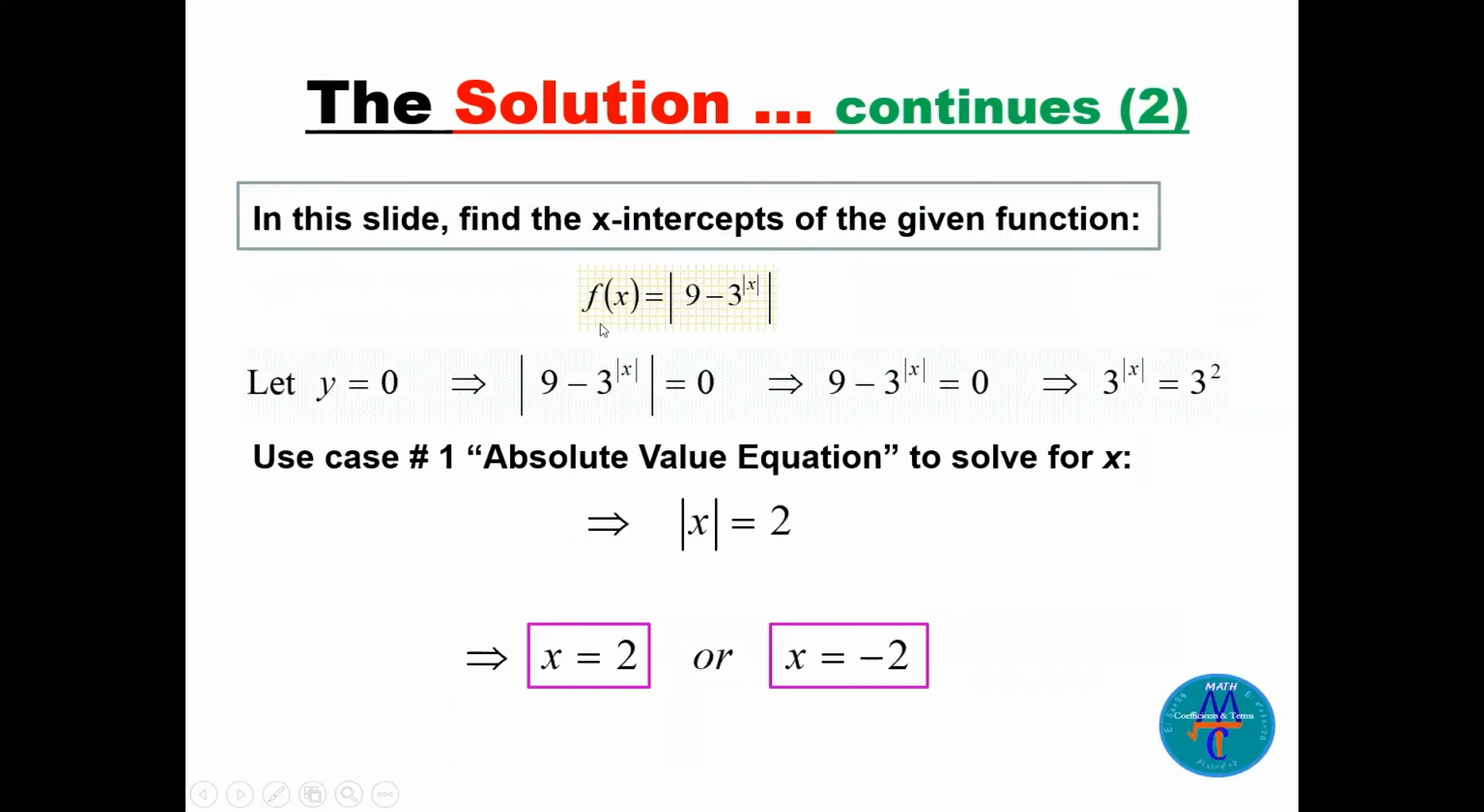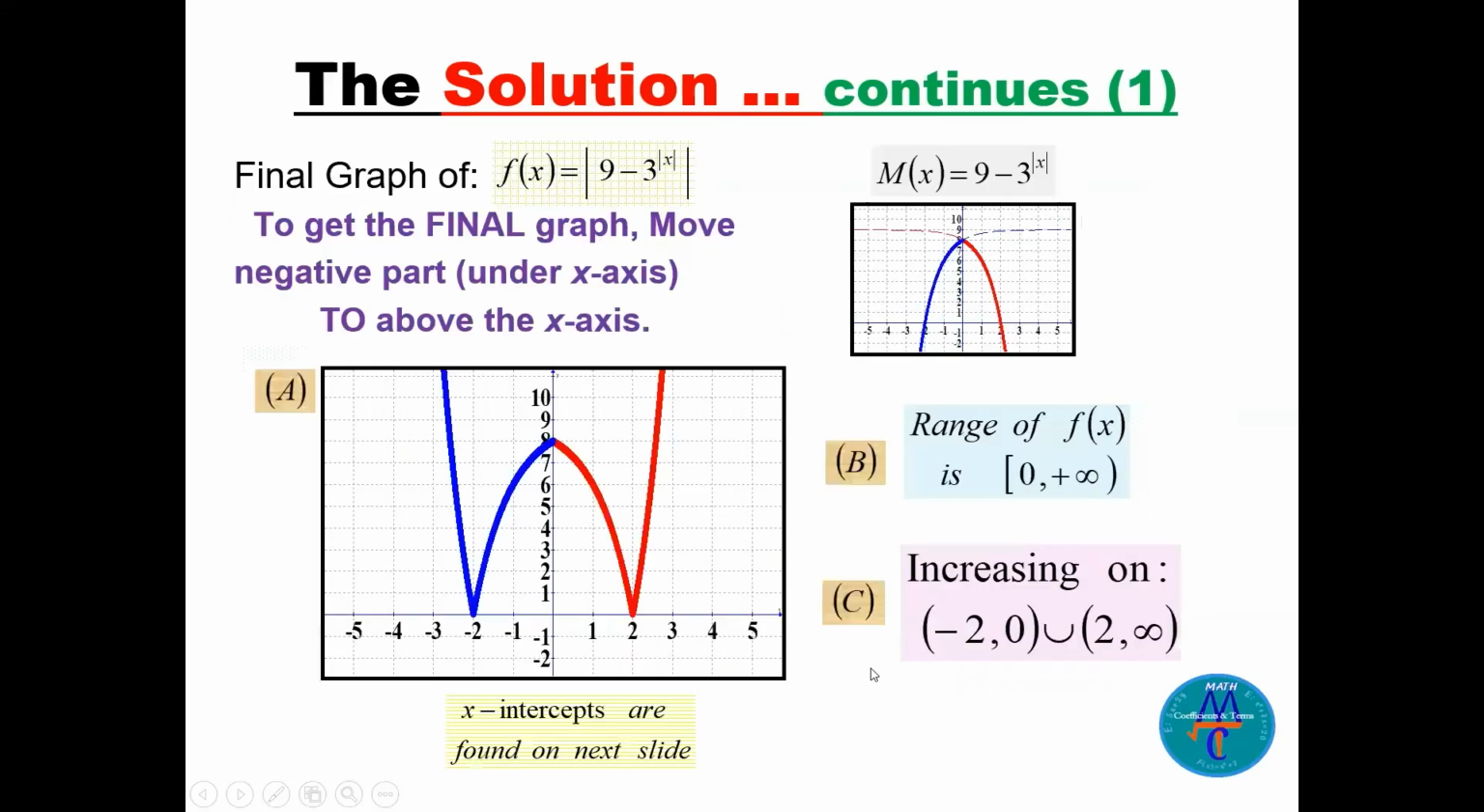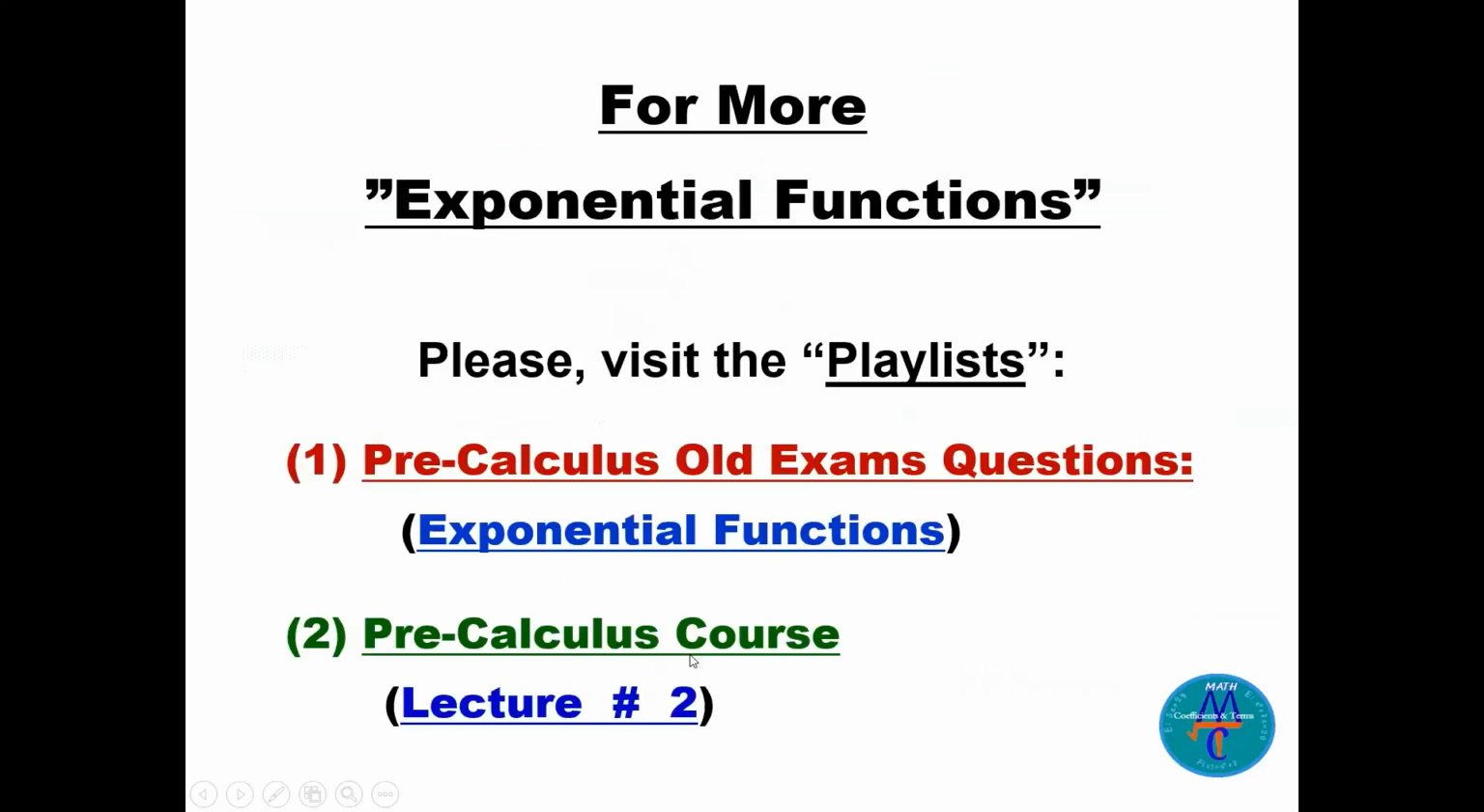So we can see here, we take the given function to find the x-intercept, let y be equal to 0. So we have the absolute value of this equal to 0, which means all this will also be 0. Take this to the other side, make 3 to the power absolute value of x equal to 3 squared. So absolute value of x will be 2. So this is case number 1 in the absolute value equation. So x will be 2 or x will be -2. So you can see that the x-intercepts are 2 and -2.